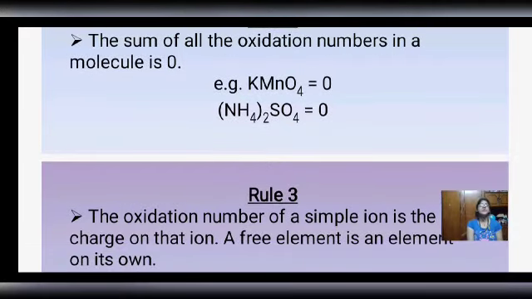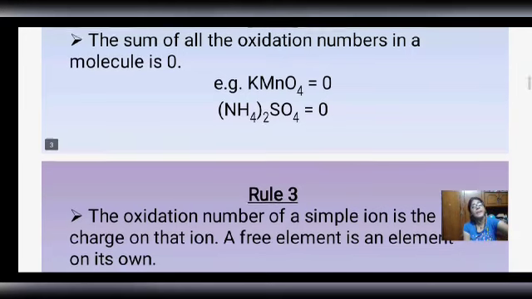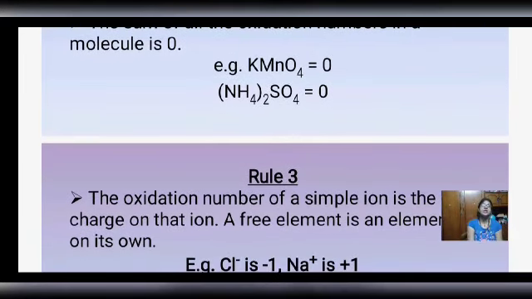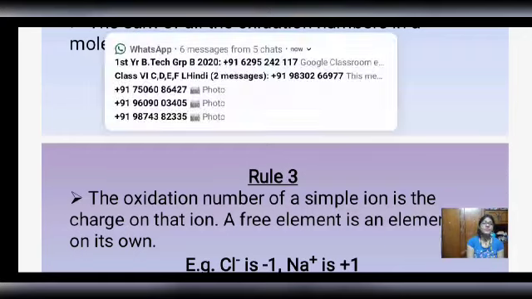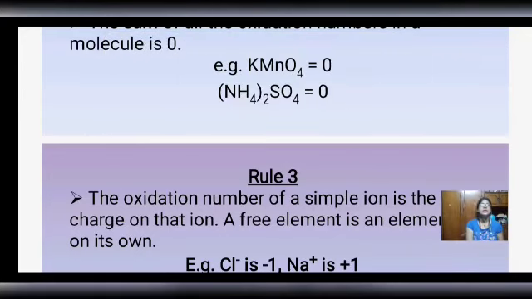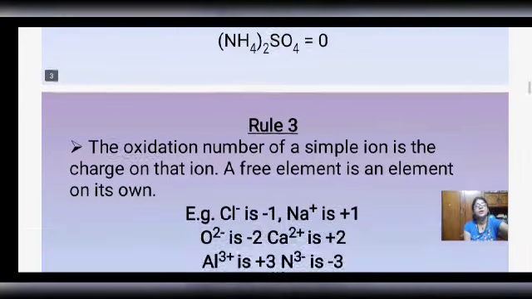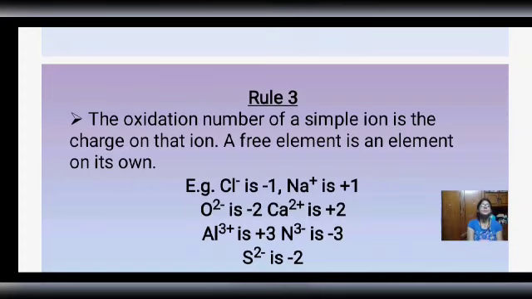Coming to ammonium sulfate, (NH4)2SO4, it is also a compound, and the compound itself has an oxidation number 0, in such a fashion that the ammonium, sulfur and oxygen, the elements or ions present in it, must be assigned oxidation numbers such that summing up all of them gives the oxidation number of the compound, 0. Rule 3, the oxidation number of a simple ion is the charge on that ion.